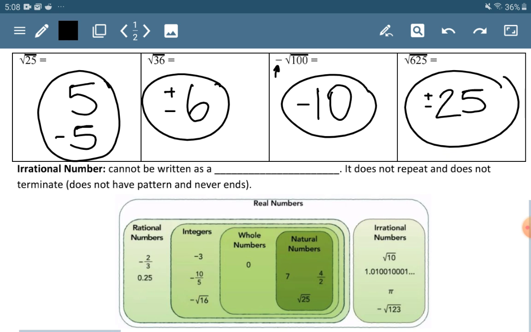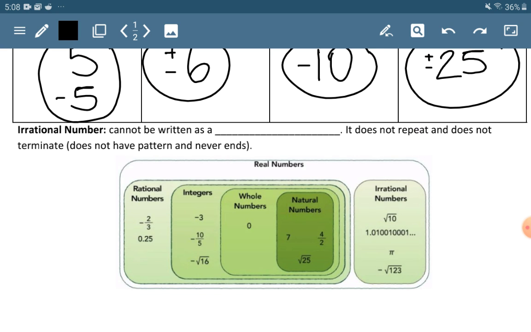Reviewing a couple details about irrational numbers. An irrational number cannot be written as a fraction, not because it's not allowed to be, but because it's actually impossible. In order to be written as a fraction, it needs to be a decimal that stops or has a pattern. And irrational numbers never repeat and never terminate. So they don't have a pattern and they never end. One of the common examples we used was pi. There are several other examples over there. A lot of the time, you're going to see things with a square root above them.